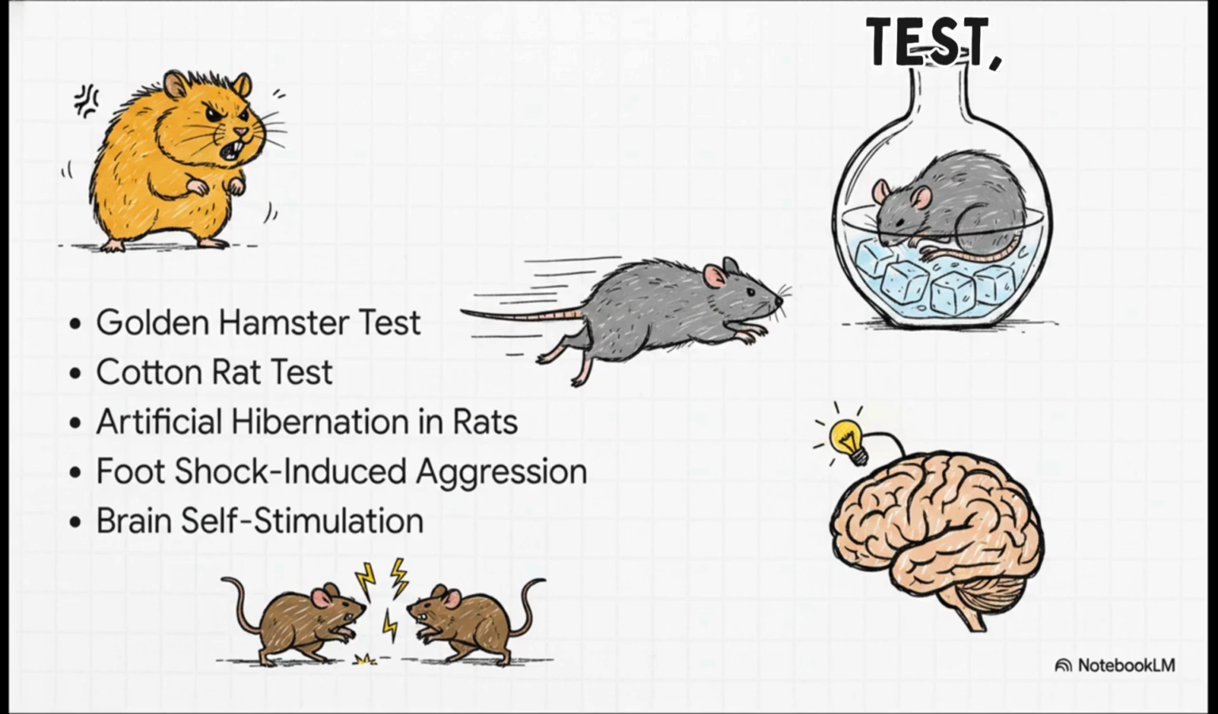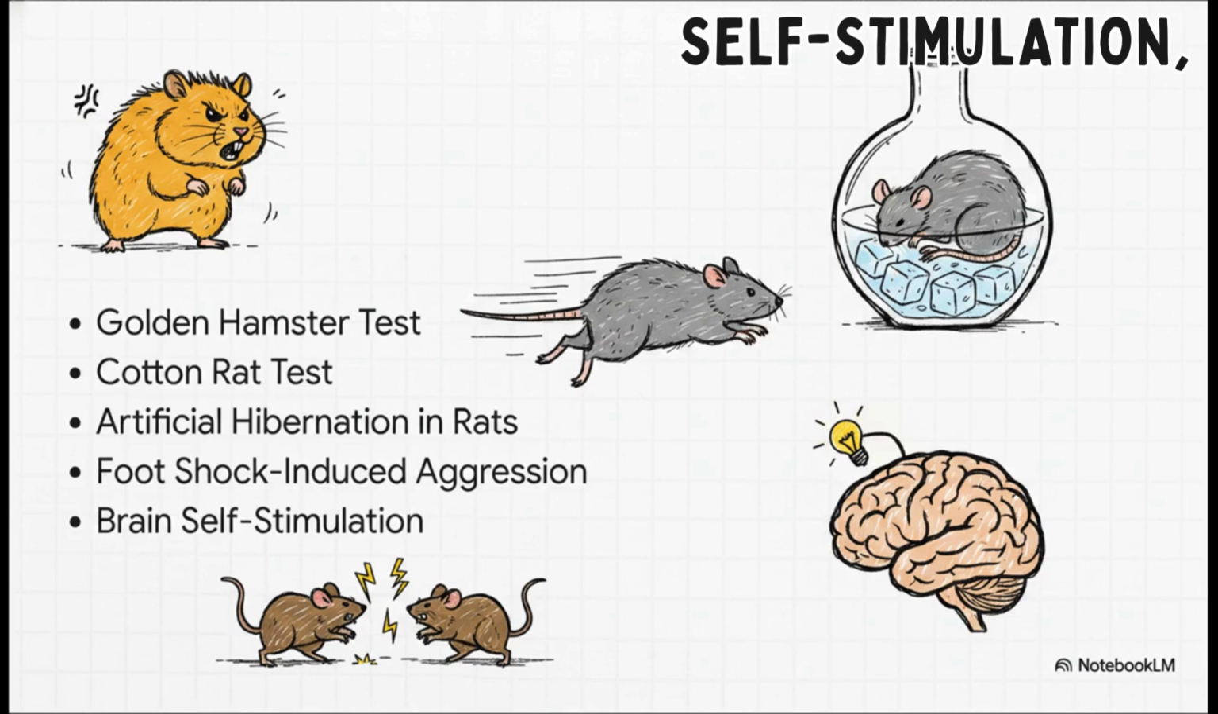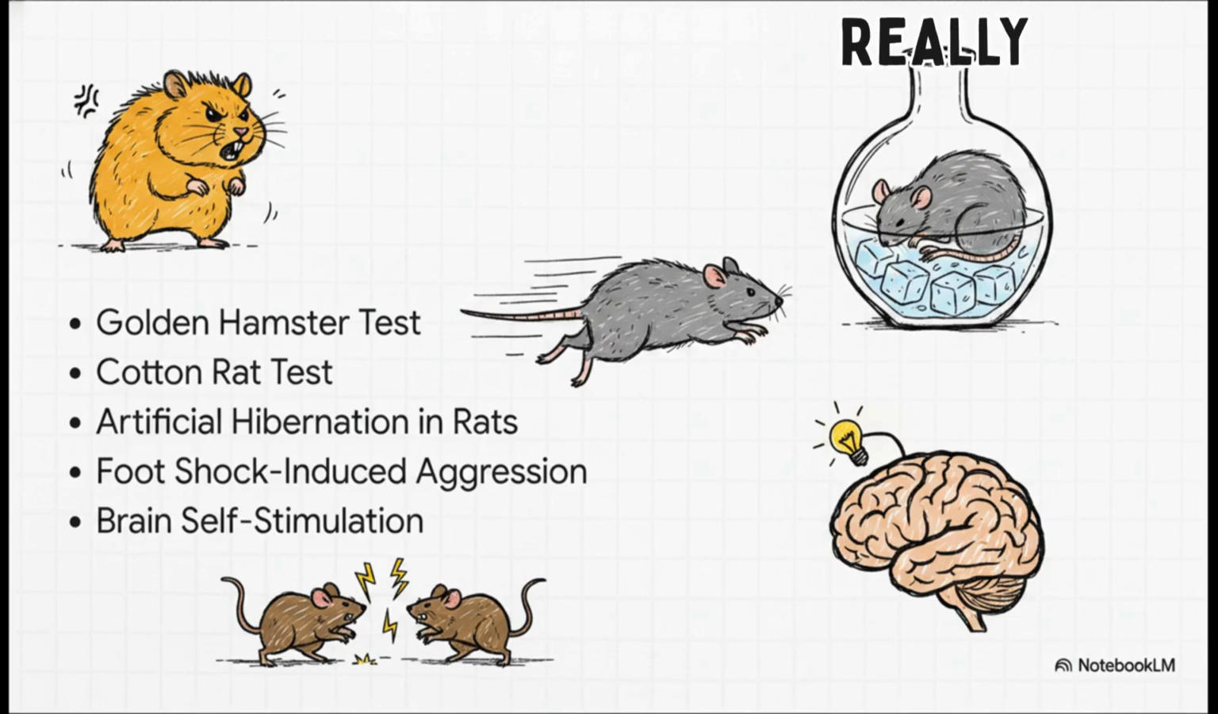To ensure your exam answer is fully comprehensive, you'll definitely want to list a few other fascinating behavioral models. Mention the golden hamster test, which looks at how these drugs suppress innate aggressive behavior without impairing motor function. Then there's the cotton rat test for assessing flight reflex suppression. There's even an incredible artificial hibernation model, where rats are placed in a sealed glass vessel in ice water. Neuroleptics actually augment this state of cooling and hypoxia. Finally, you can toss in foot shock-induced aggression in mice and brain self-stimulation. Rattling off these names really rounds out your behavioral knowledge for the examiner.